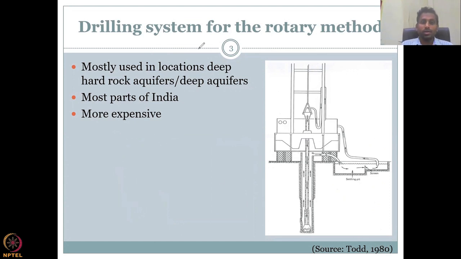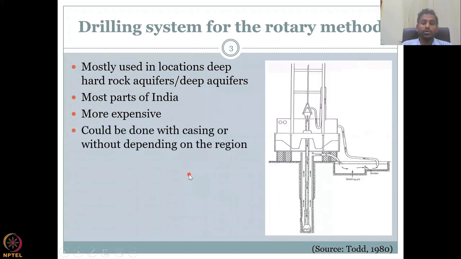So what you see here is it is more expensive and could be done with casing or without, depending on the region. Normally, casing cannot go to such depths. Think about the expenses for tubes to put that deep. You have to put meters after meters of well tubes. So this is what I'm talking about, casing. Mostly it is done without the casing, but it depends on the region. If the region requires casing so that it prevents the sediments from collapsing in, you have to put it. Normally you have casing only to a particular depth, and after that it is nothing. You just drill and then it takes it out and then you have your well ready.